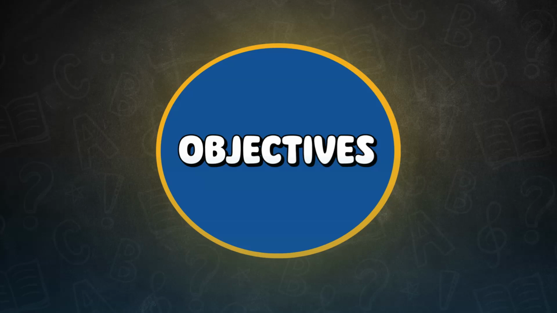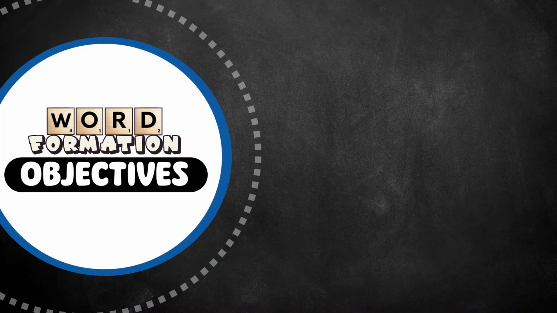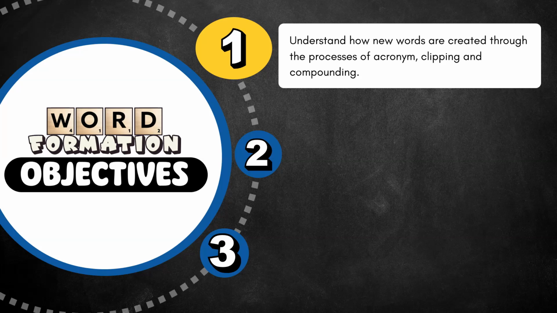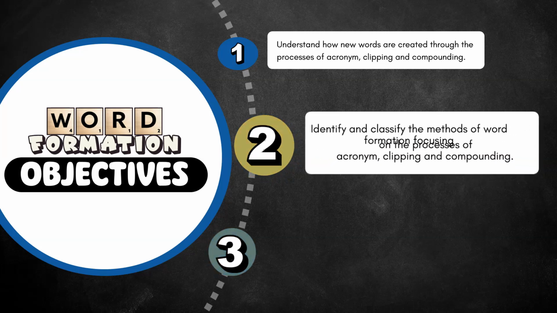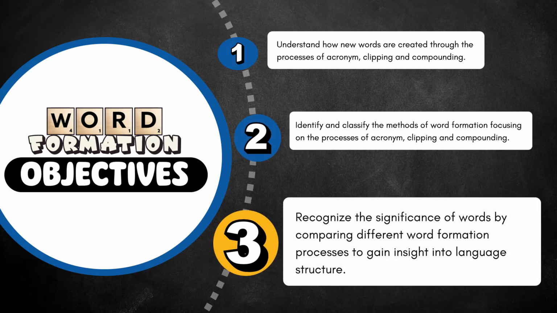Today you will learn the other 3 methods in word formation, and our objectives for today are: understand how new words are created through the processes of acronym, clipping, and compounding. Second, identify and classify the methods of word formation, focusing on the processes of acronym, clipping, and compounding. Third, recognize the significance of words by comparing different word formation processes to gain insight into language structure.